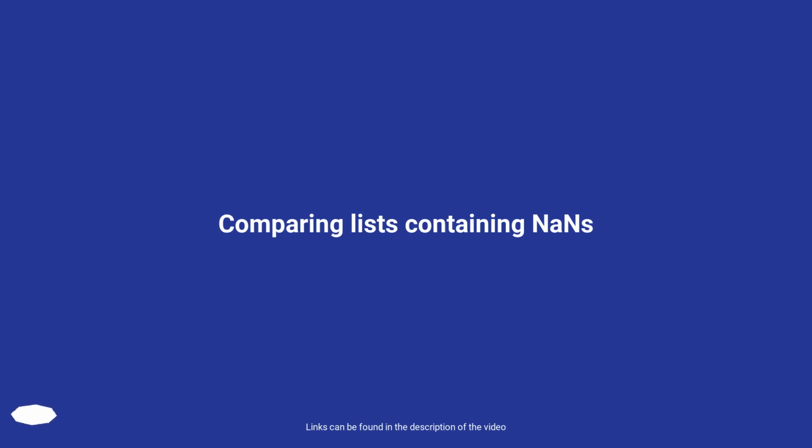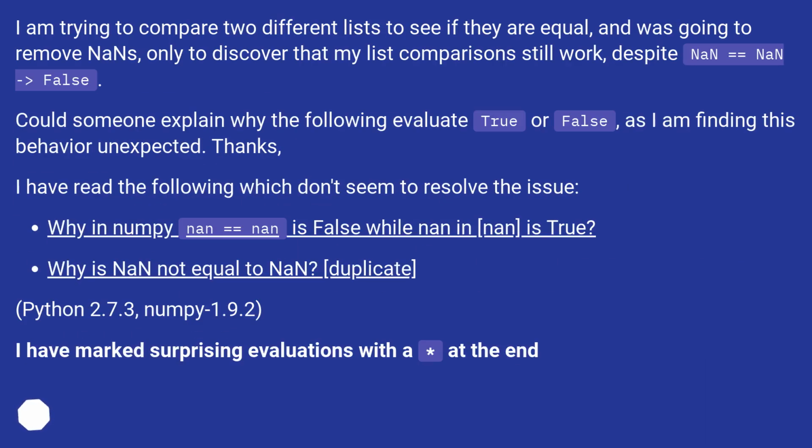Comparing list containing NaNs. I am trying to compare two different lists to see if they are equal, and was going to remove NaNs, only to discover that my list comparisons still work, despite nan == nan being False.